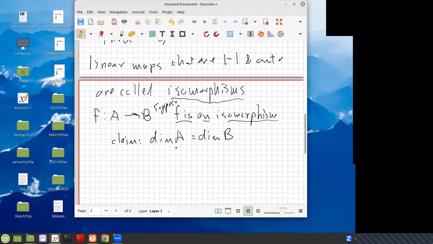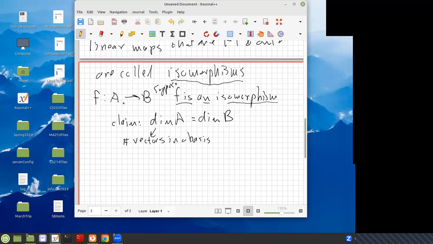Now, if you remember, what's the dimension of a vector space? It's the number of vectors in a basis. So what it's saying is that if we have a basis for A, it's going to have the same number of vectors as a basis for B. Well, let's see why that's true. Let's say that F from A to B is an isomorphism.